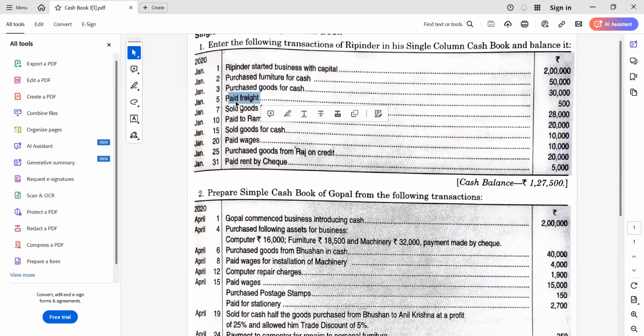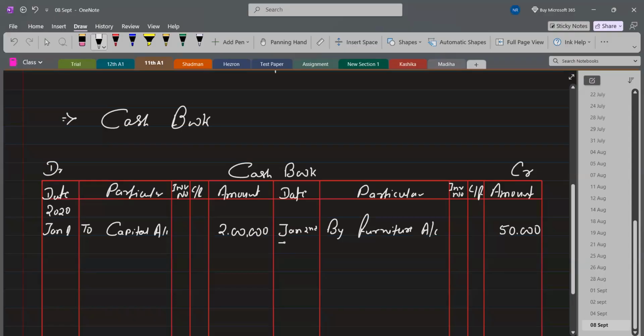Now January 3rd, purchase goods for cash. Goods are coming, cash is going. So by purchase account. After that, paid freight 500. So by freight, cash is going. By freight 500.